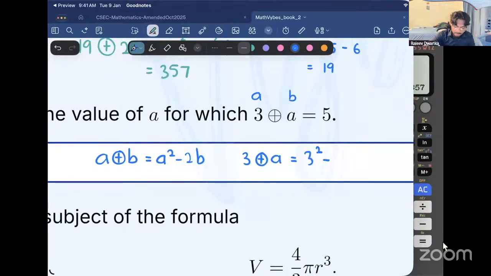And then we're going to say minus 2, and instead of writing B, what are we going to put? 2A. I'm going to put A.